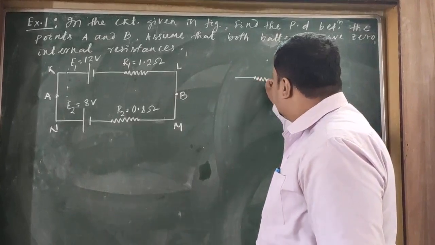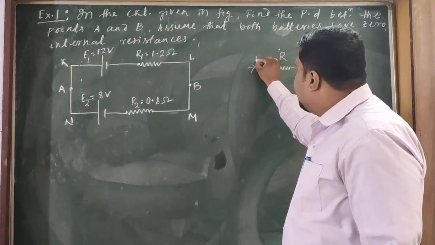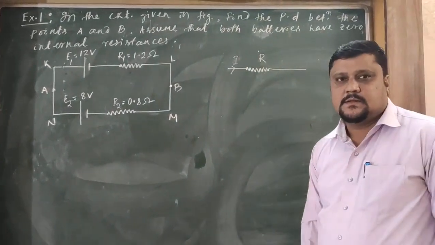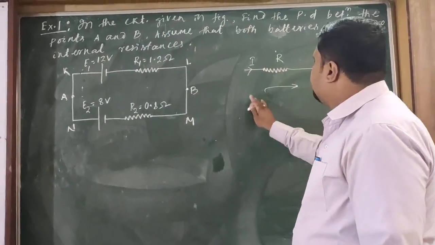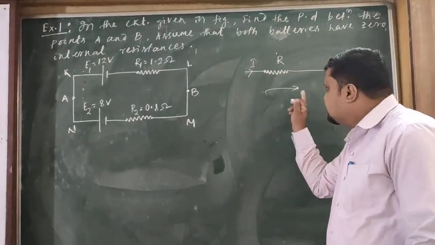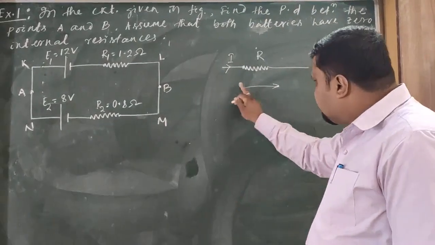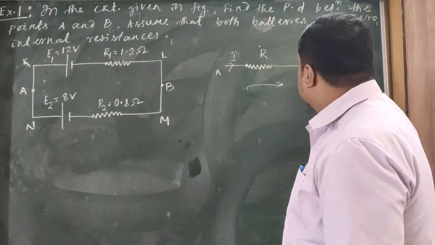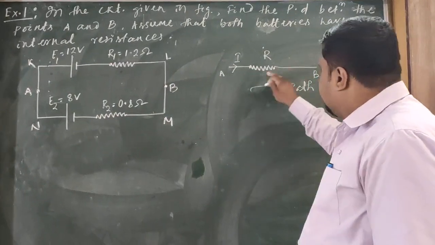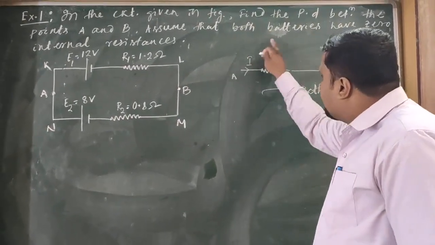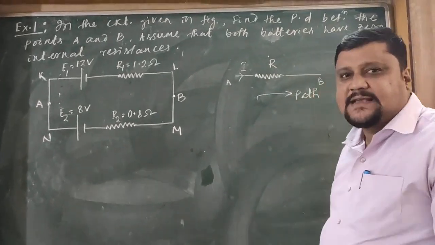Let there be a resistor of resistance R and a current I flowing through it. Suppose I move along this direction. It is already told that you can choose your path on your own. Suppose I choose the path from A to B. In that case there is a potential drop across this resistor because current I flows through it.